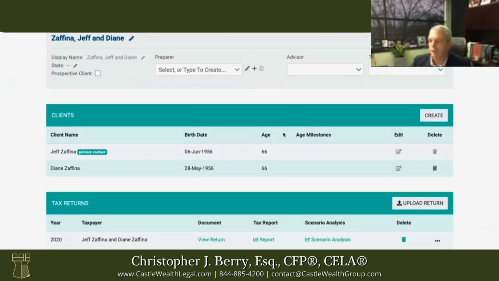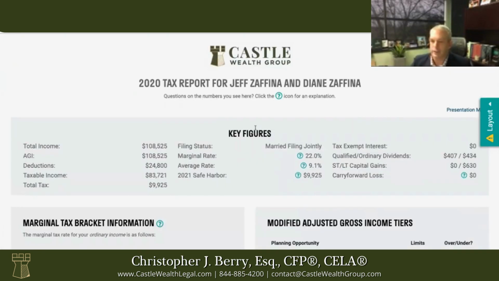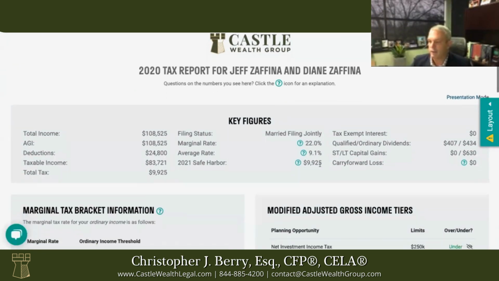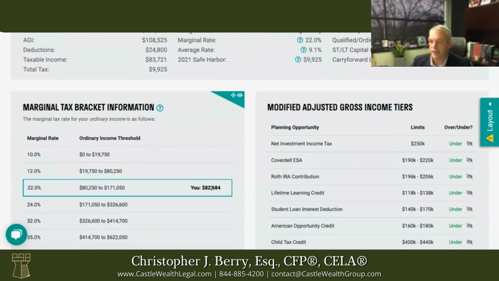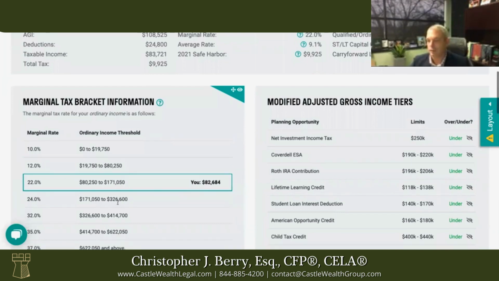It gives me two things. One is a tax report that has taken all of that information on the 1040 and given me the key figures of taxable income, marginal rate, and average rates, and shows me where they fall in terms of tax bracket. This is what I'm using a lot of times when I'm doing a tax analysis: okay, last year you had $82,000. We think taxes are going up. We could do a Roth conversion to get you up to 171, or we might want to do a Roth conversion to get you up to 326.